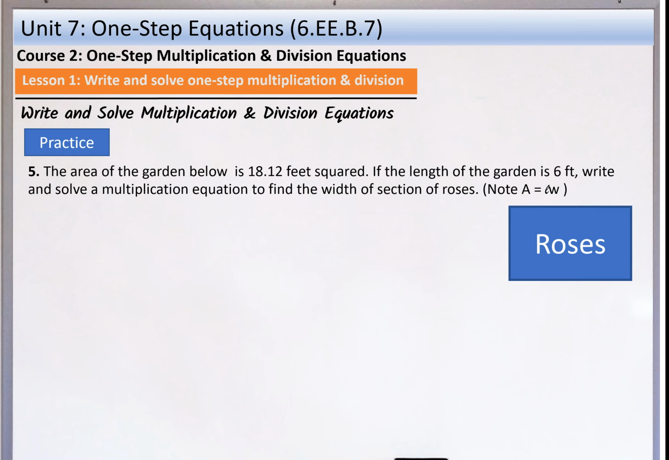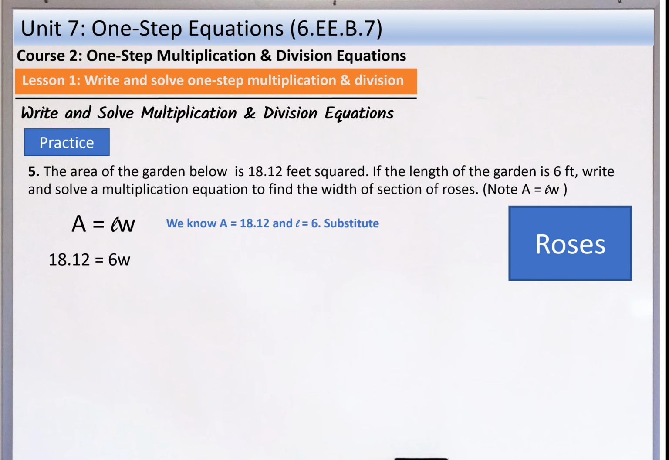All right, so now we have a situation where we can have either multiplication or division. You have to figure it out. The area of a garden below is 18 and 12/100 feet squared. If the length of the garden is 6 feet, write and solve a multiplication equation to find the width of the section of roses. And remember that area equals length times width. So we write the formula or the equation, area equals length times width. And then we just plug in what we know. We know the area is 18 and 12/100 and the length is 6. So we're going to substitute those numbers in.